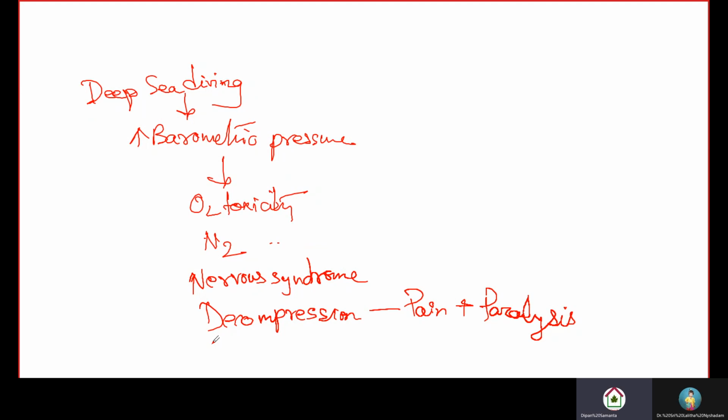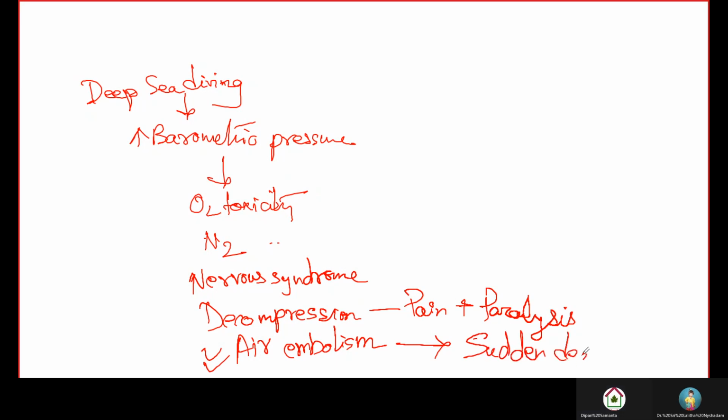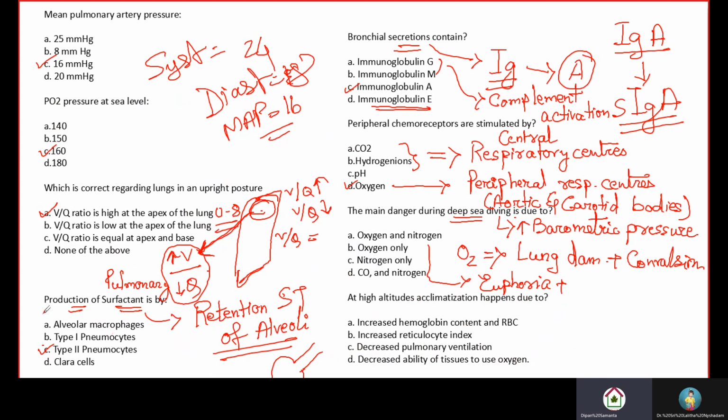So sudden death, the MCQ can come or already has come like this. Sudden death during deep sea diving can occur due to O2 toxicity, N2 narcosis, nervous syndrome, decompression sickness, or air embolism. The answer will be air embolism. It is the only etiology or cause which can lead to sudden death during deep sea diving. Okay, so the answer will be option A.